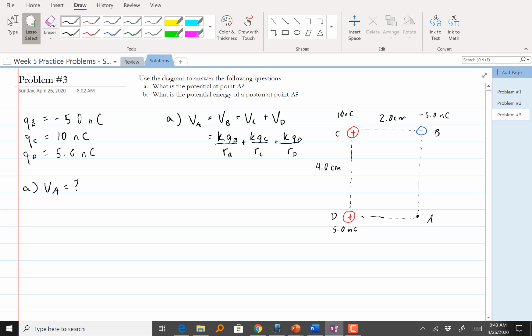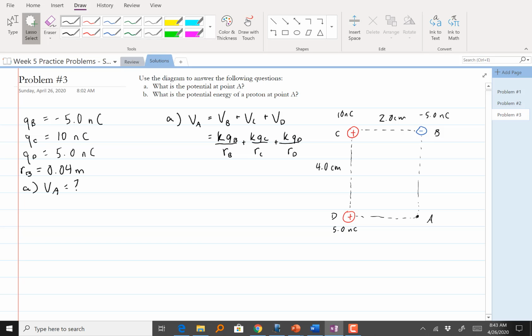All right, and then the denominators, I've got R_B, R_C, and R_D, so just how far is point B from point A, or C or D, and so on. All right, so for point B, I'm looking at my diagram, it is 4 centimeters from point A, so I can write this down in my list of knowns, that R_B is 4 centimeters, or 0.04 meters.